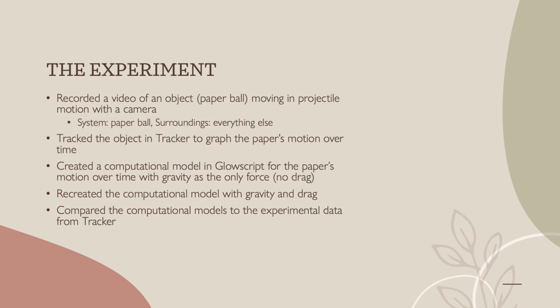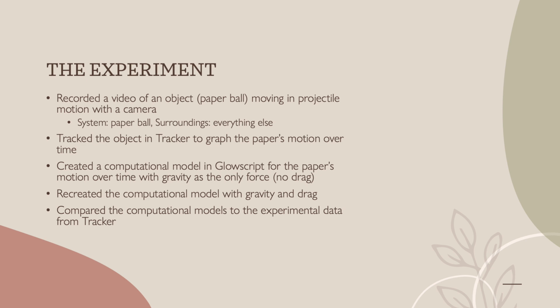For this experiment, the first part was getting our experimental data, and we did so by recording a video of a paper ball moving in projectile motion with the camera, where the system was the paper ball and the surroundings is everything else. Then we tracked the object in Tracker to graph the paper's motion over time.